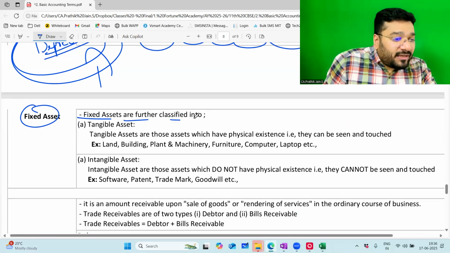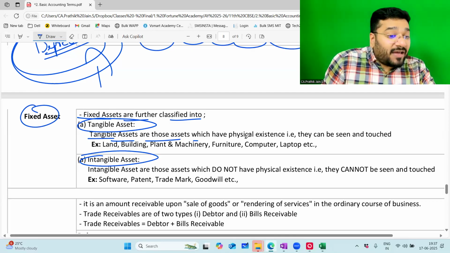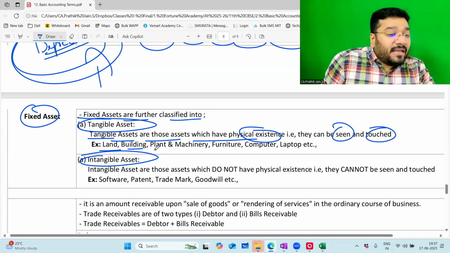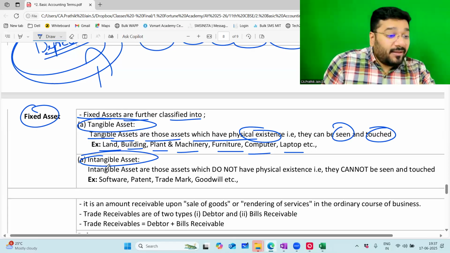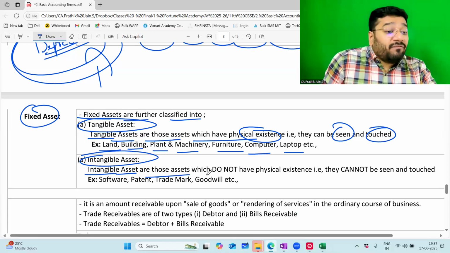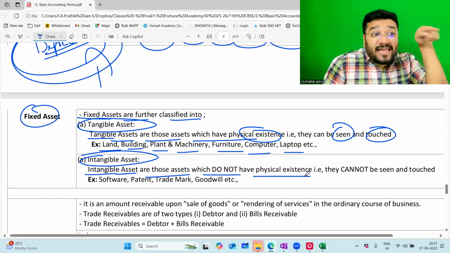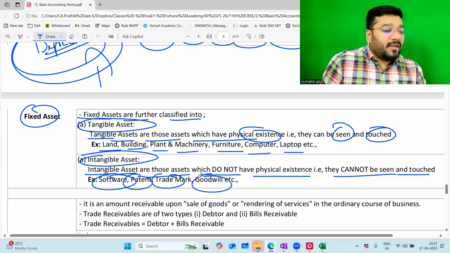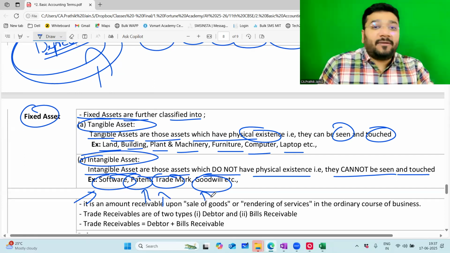Fixed assets are further classified into tangible assets and intangible assets. Tangible assets are those assets which have physical existence, which can be seen and touched. Land, building, plant, machinery, furniture, computer, laptop, everything you can touch. Whereas intangible assets are those assets which do not have physical existence. They are there, but physically you can't touch them. They cannot be seen and touched. Software, patent, trademark, goodwill. In that, I gave the example of only software. I didn't mention patent, trademark, goodwill because this is too early to explain.